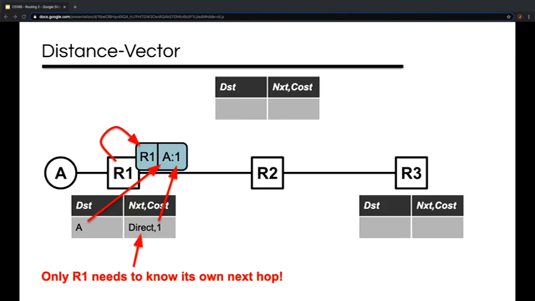So notice that we don't put the next hop in the packet, right? Because what's R2 going to do with it? It's R1's next hop. It's not R2's next hop, right? Not necessarily useful information for R2 to know. Does that make sense? Yeah.